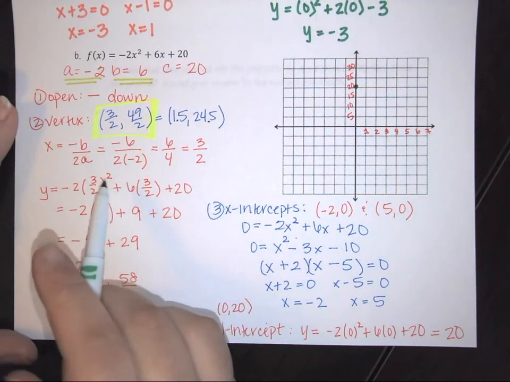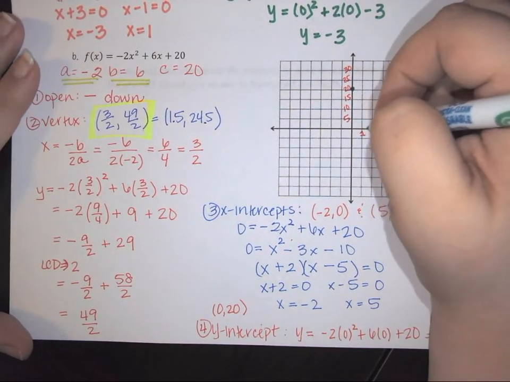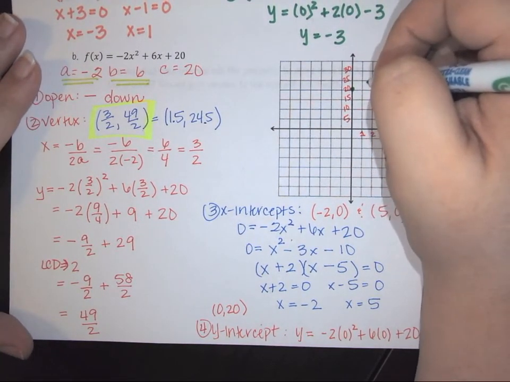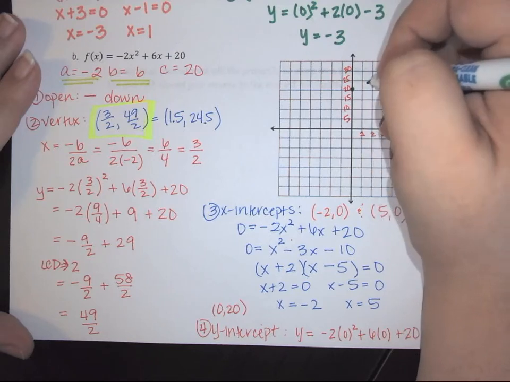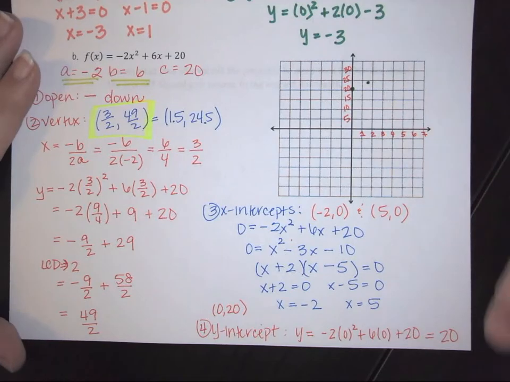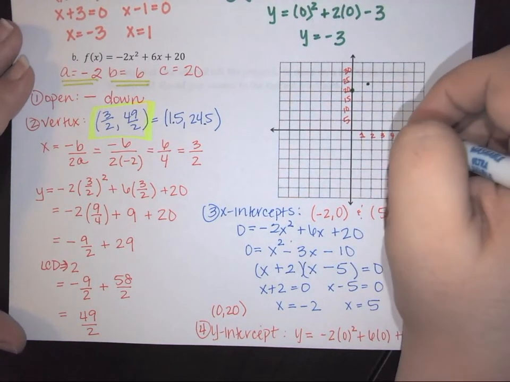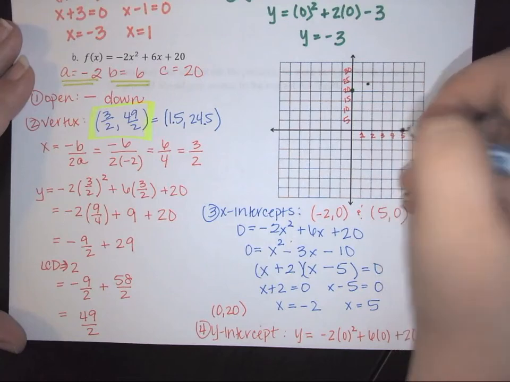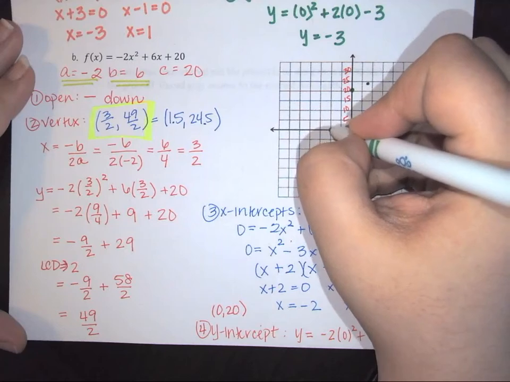I have a vertex that occurs at the point 1.5, 24.5. So I'm going to go over 1.5, and I'm going to go up to just slightly below that 25 mark. I then have x-intercepts at 5, 0. So I have one right here. And I have another one at negative 2, 0. So that would be right here.